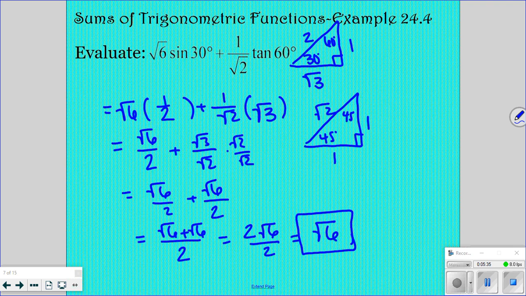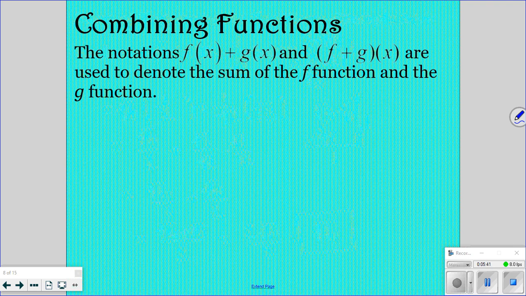Again, get to where you don't have to draw the triangles, or you don't have to look at them. You can just do them in your head. Okay, so now we're going to look at the combining functions.